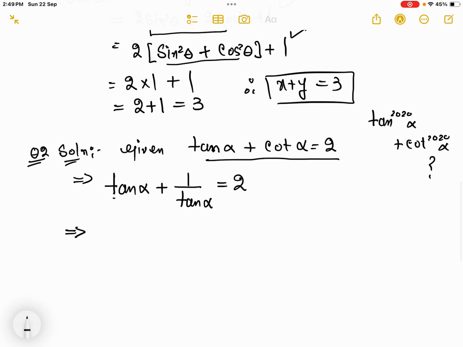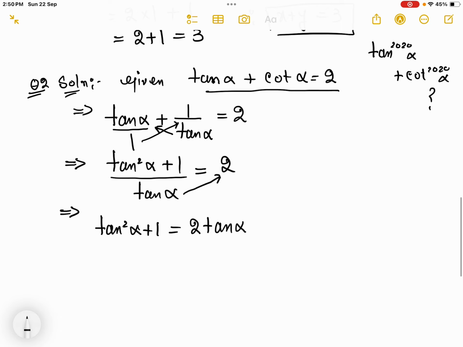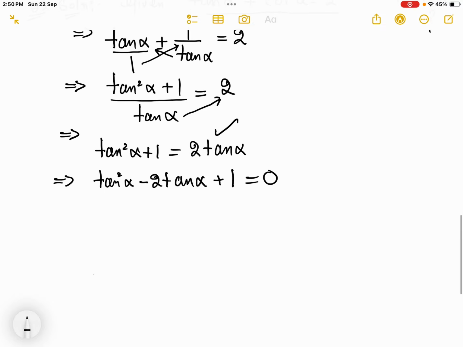This further implies that after taking the LCM, tan alpha will go here, 1 will go here, cross multiplication. Tan alpha times tan alpha becomes tan square alpha, 1 times 1 becomes 1, and in the denominator I will have the LCM of 1 and tan alpha as tan alpha, and on the right I will have 2. This further implies that tan square alpha plus 1, this tan alpha will go by multiplication to the right, it will become 2 tan alpha. This further implies tan square alpha minus 2 times tan alpha, this was a plus quantity, 2 tan alpha on the right becomes minus 2 tan alpha on the left, plus 1 equal to 0.